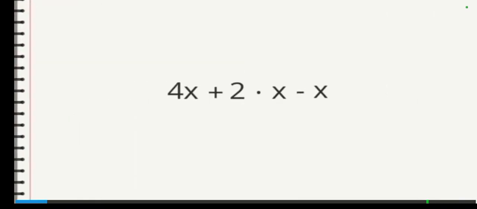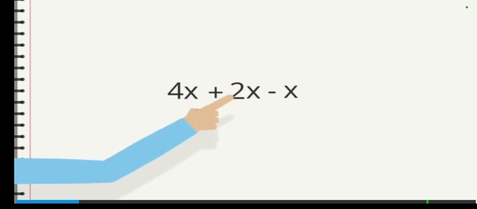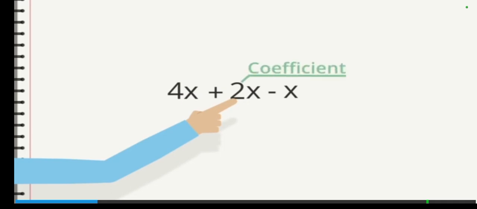Here's an algebraic expression with 3 terms, 4x plus 2 times x minus x. The first thing you can do when you see something like this is to get rid of that multiplication sign between 2 and x. The number that stands in front of a variable tells you how many of that variable you have. We call this number the coefficient of the variable. There's no need for a multiplication sign between the coefficient and the variable.